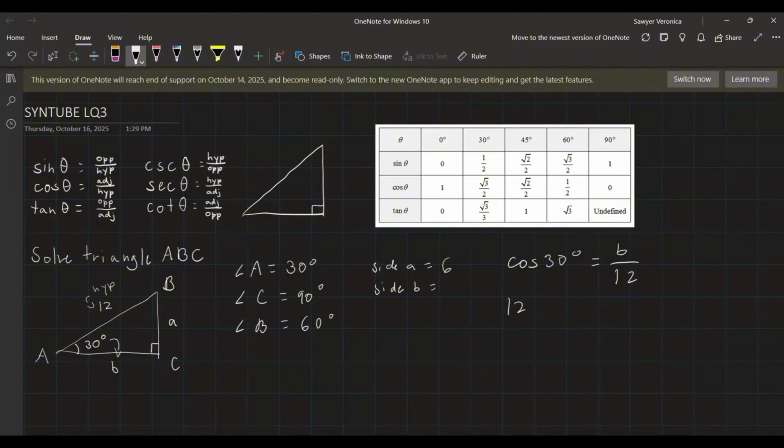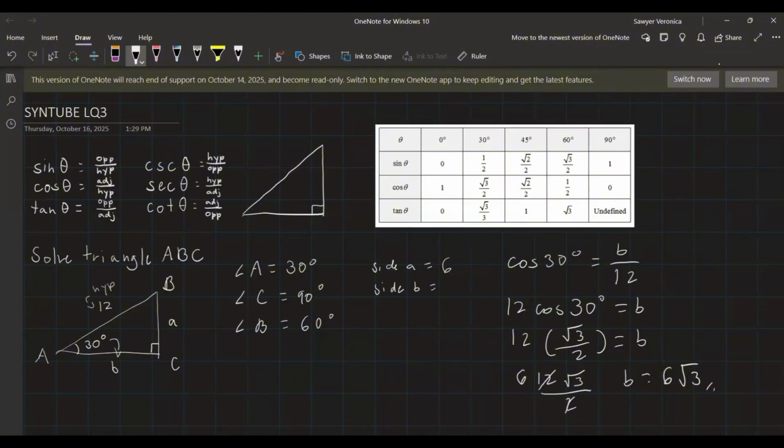And we repeat the same steps. 12 cosine 30 is equal to B. And cosine of 30 is √3/2. So this would be 12 times √3/2. Simplify: 6. So B is equal to 6√3. And that's how we can use these trig ratios.